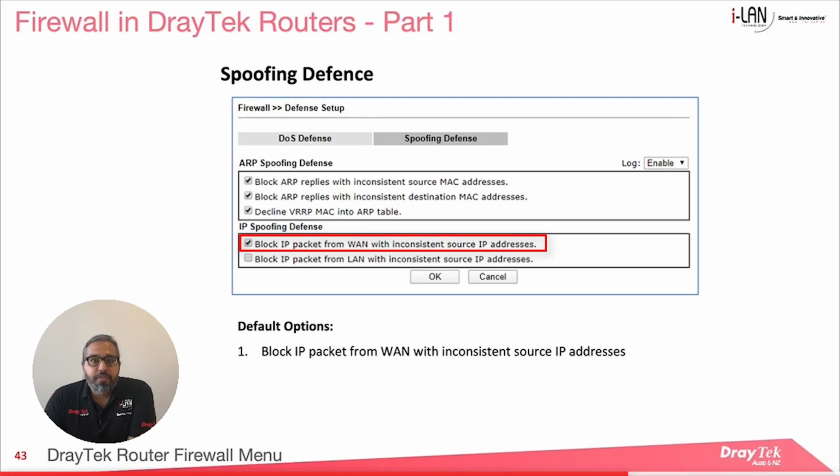For instance, if the router's local IP is 192.168.1.1 and it receives a packet from the WAN with IP 192.168.1.100, the router will drop the packet and add it to the defense log.